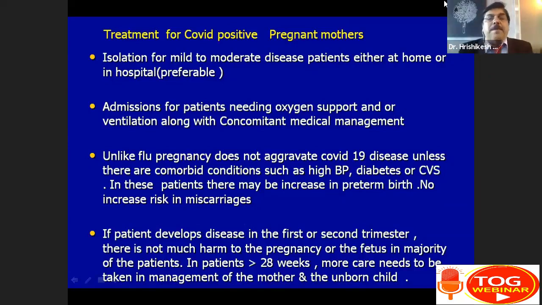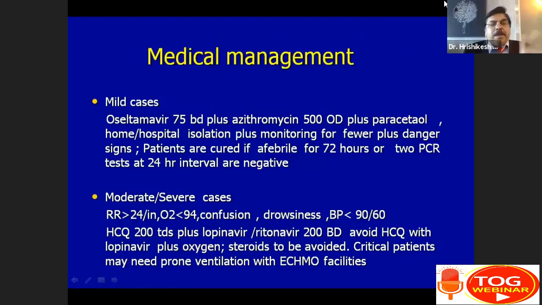So, what is the medical management? There are two major groups of patients. One is the mild cases. This is just the general information which we should all have. Oseltamivir, which we use for swine flu, you can give at 75 milligrams twice a day. In addition, you give azithromycin to prevent bacterial infection, 500 milligrams OD. Plus, you can give paracetamol because these people have very high fever. I have come to know that there is dehydration because of severe fever of 100 to 103 for 10-12 days. Just imagine. So we have to constantly give them paracetamol.